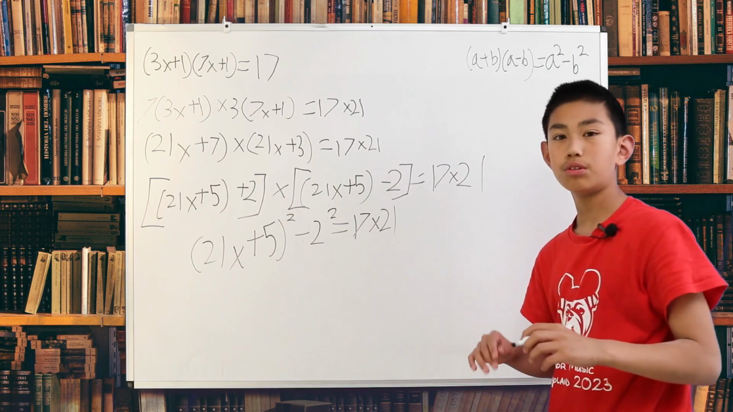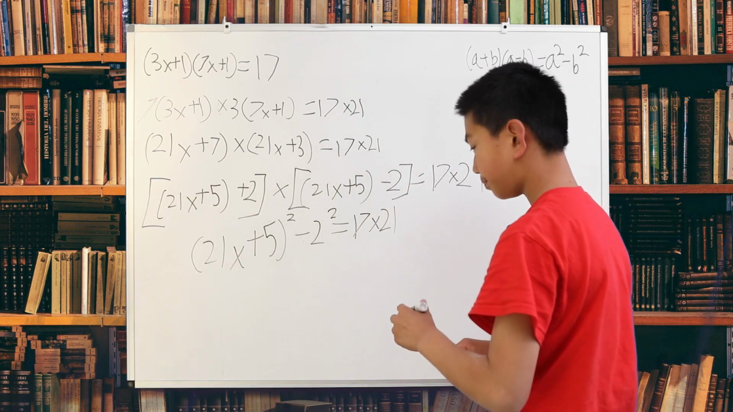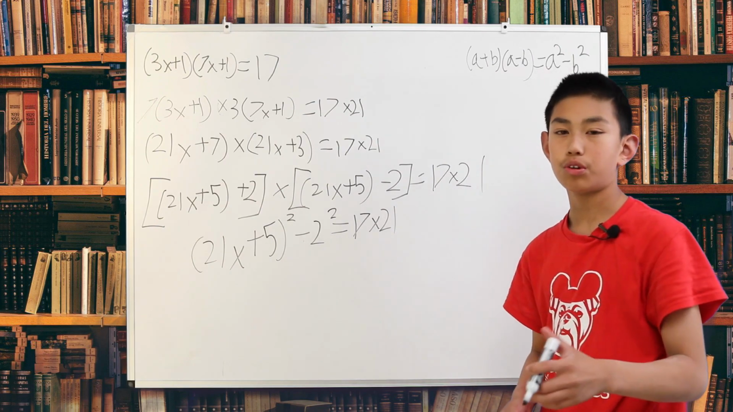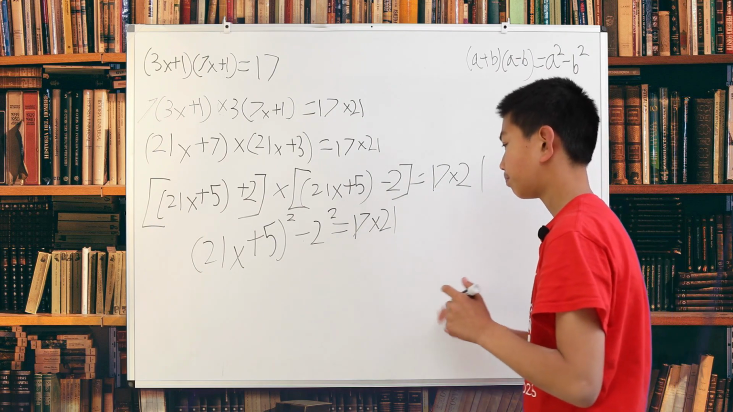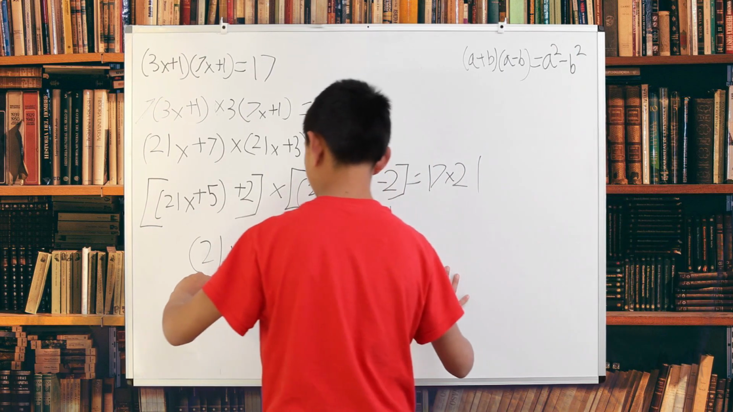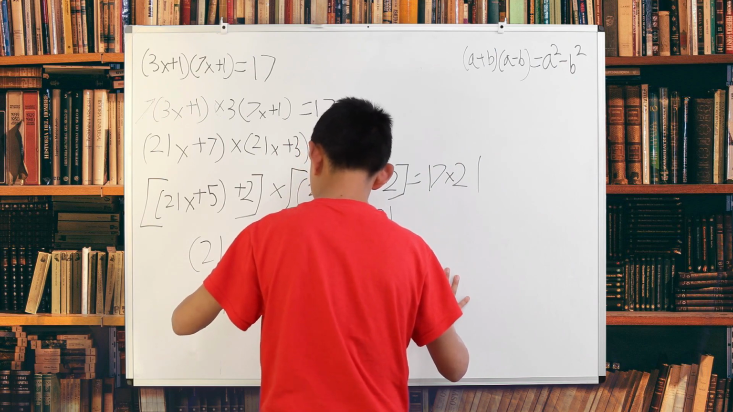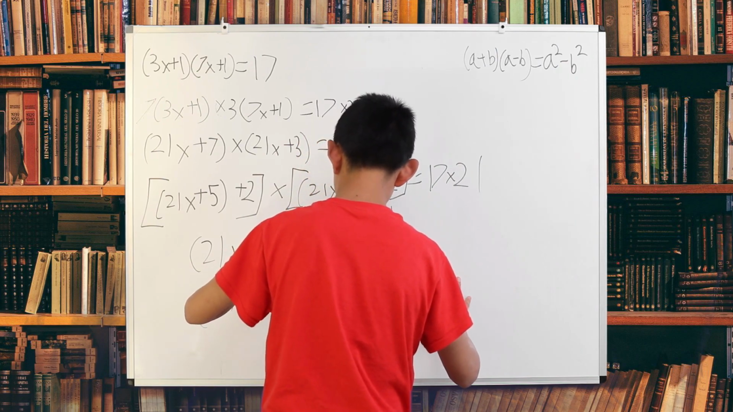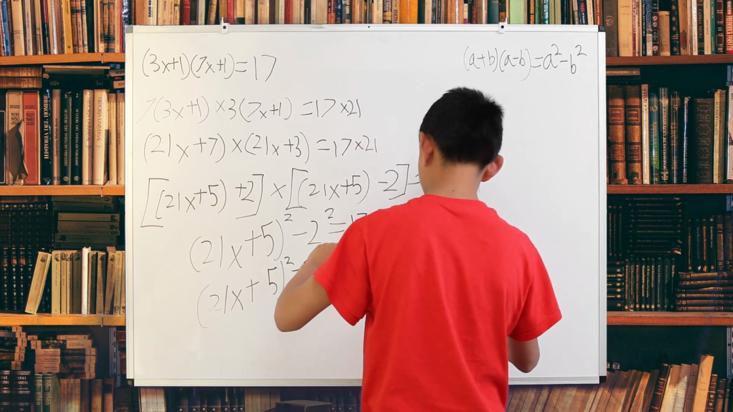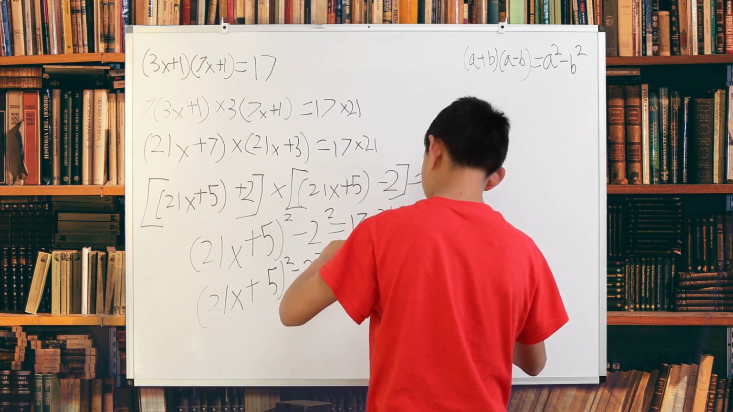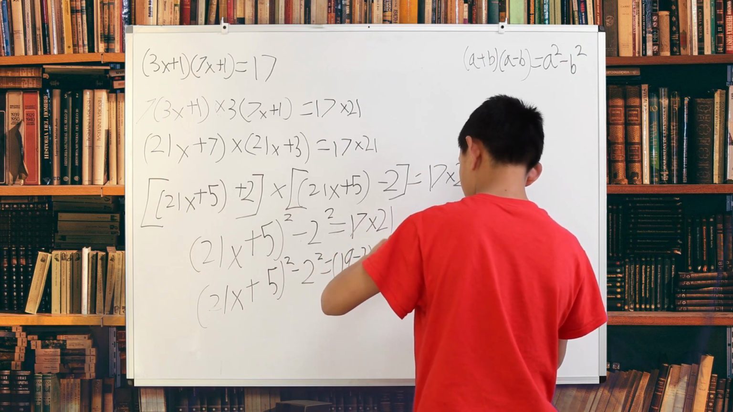And now we can do the same middle number technique for this side. 17 plus 21 divided by 2 is equal to 19. So here we can write (21x + 5) squared minus 2 squared is equal to (19 - 2) times (19 + 2).